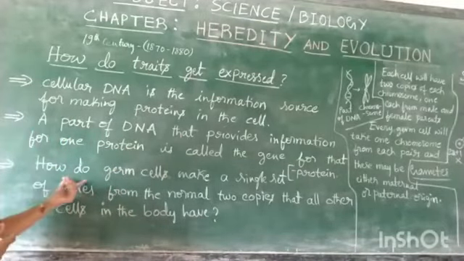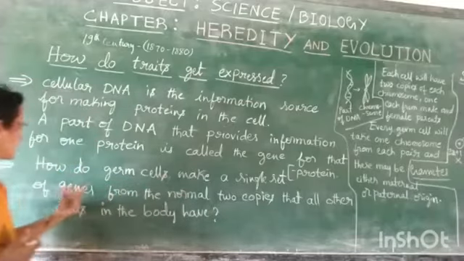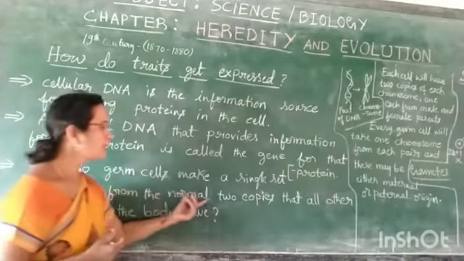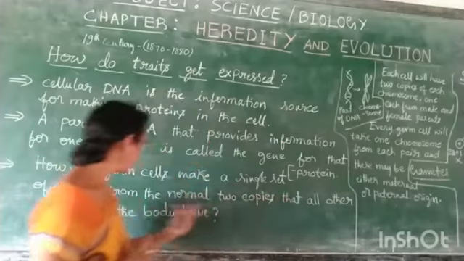So how do germ cells make a single set of genes from the normal 2 copies that all other cells in the body have?